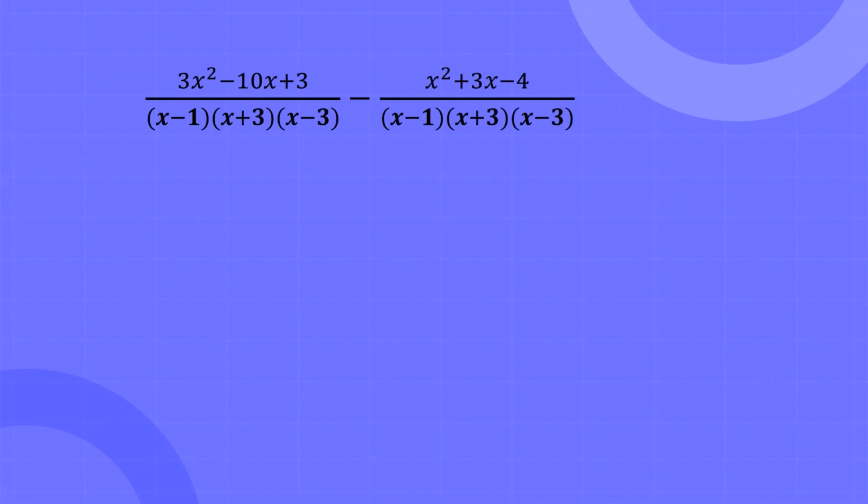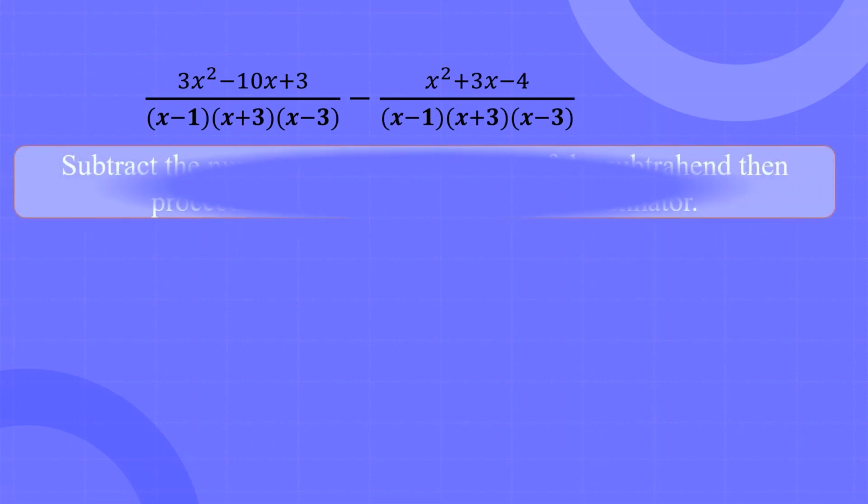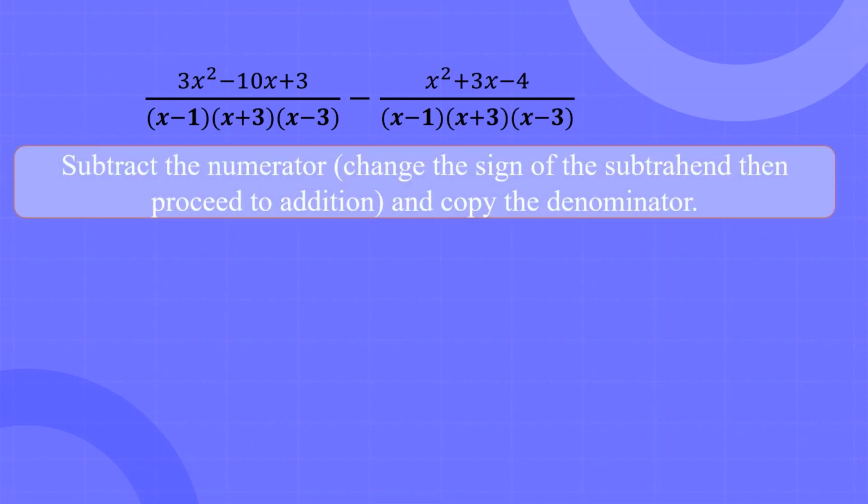So, subtract 3x squared minus 10x plus 3 over x minus 1 times x plus 3 times x minus 3, and x squared plus 3x minus 4 over x minus 1 times x plus 3 times x minus 3. Okay, so subtract the numerator. When we subtract the numerator, take note we need to change the sign of the subtrahend. At ang subtrahend natin dito ay yung second expression. Okay, then proceed to addition.